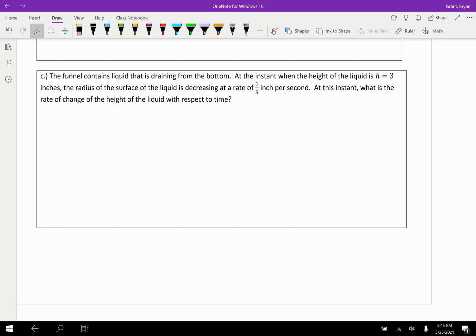I see a related rates question. We know how to set this up. We start with what we know. What rate is given to us? The radius of the surface of the liquid is decreasing at 1/5 inches per second.